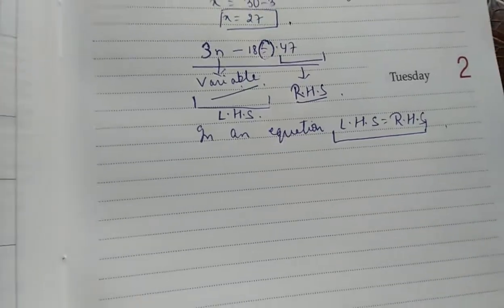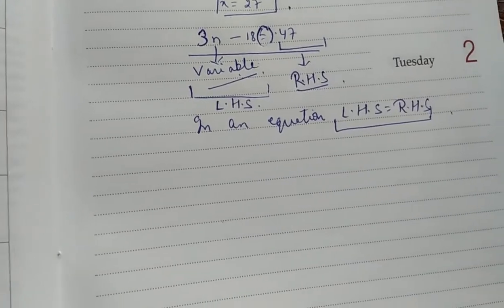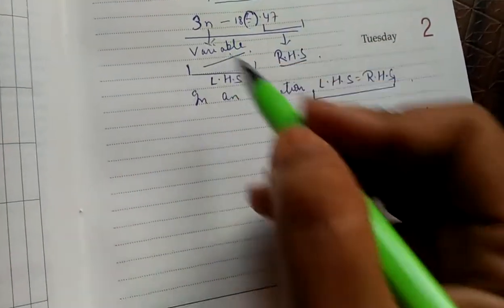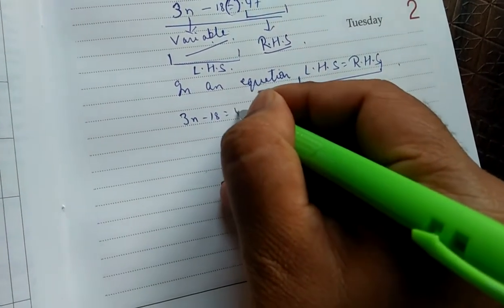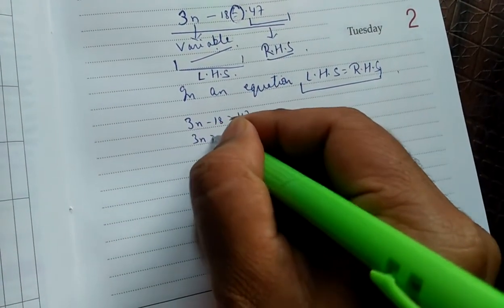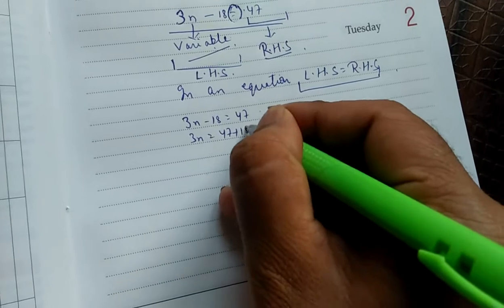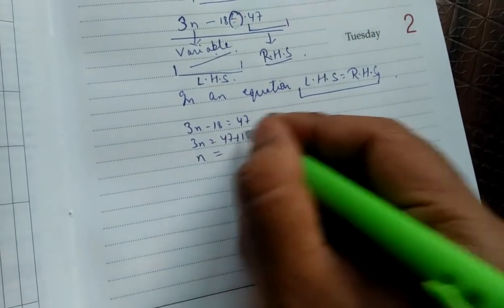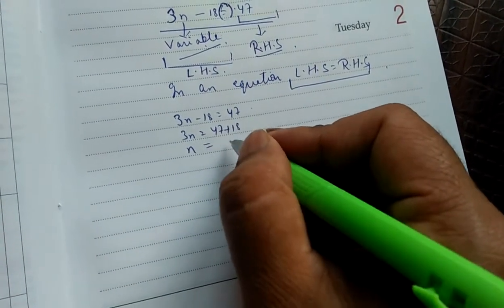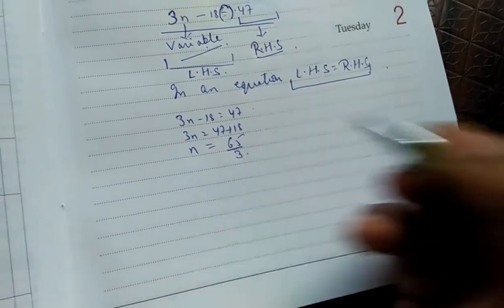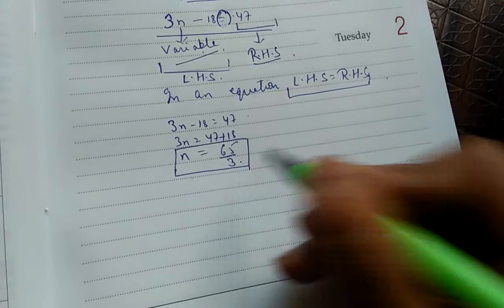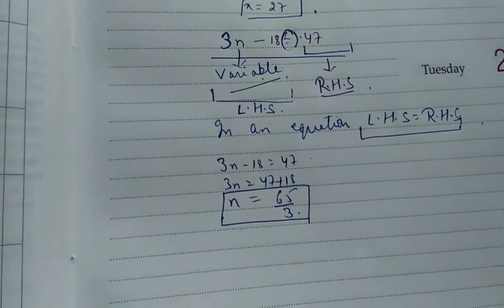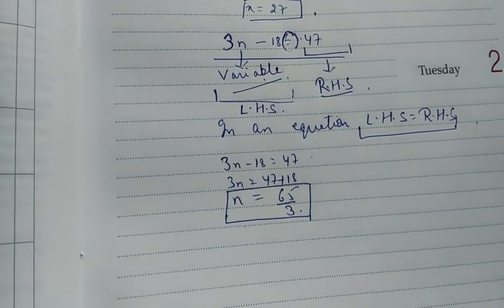So now let us understand few more things about this equation. Okay, so 3n minus 18 is equal to 47. 3n is equal to 47 plus 18. n is equal to 65 by 3. All right, in this particular case, n is equal to 65 by 3 is the only value that can satisfy this equation.